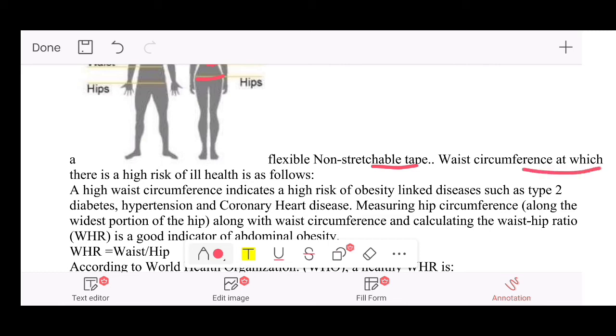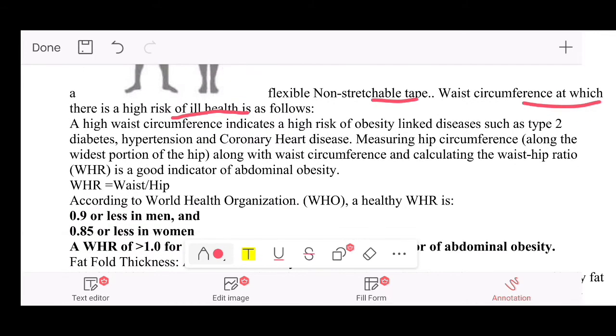Waist circumference at which there is a high risk of ill health follows. A high waist circumference indicates a high risk of obesity, meaning if we see that the waist measurement or hip measurement is greater than normal, then we can say there is a high risk of obesity, which is linked with diseases like diabetes, hypertension, and coronary heart disease. Measuring hip circumference along with waist circumference and calculating the waist hip ratio is a good indicator of abdominal obesity.